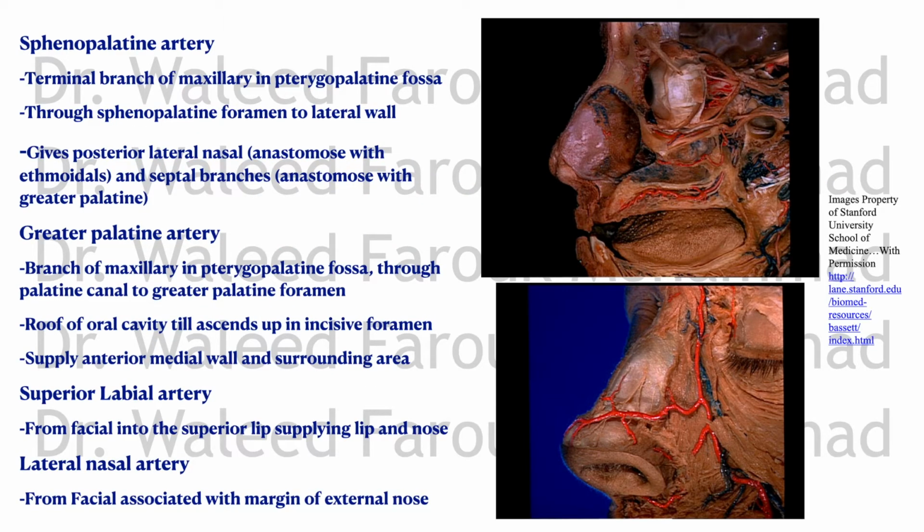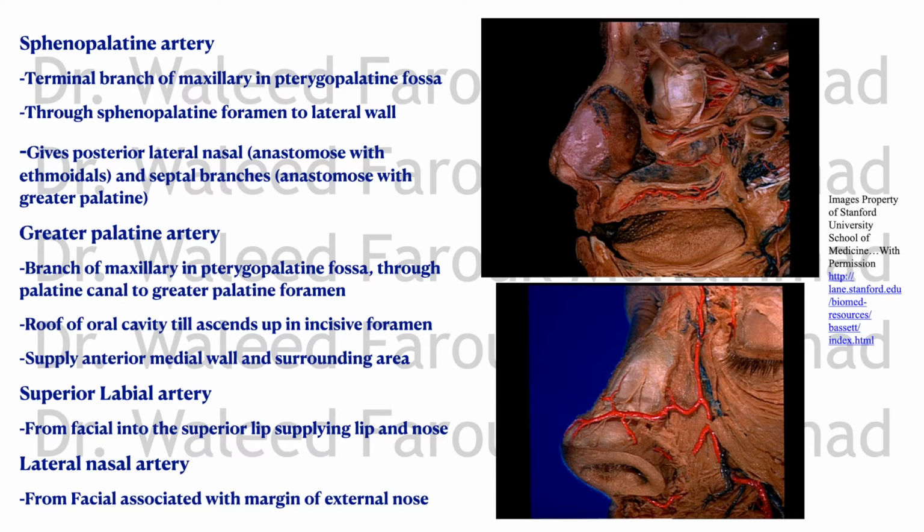The sphenopalatine artery is the terminal branch of the maxillary in the pterygopalatine fossa. Then it goes through, remember, the sphenopalatine foramen we talked about in the lateral wall of the nose, right above the posterior end of the middle concha in the superior meatus, and it gives lateral nasal and septal branches to supply the lateral wall of the nose and the medial wall of the nose as well.